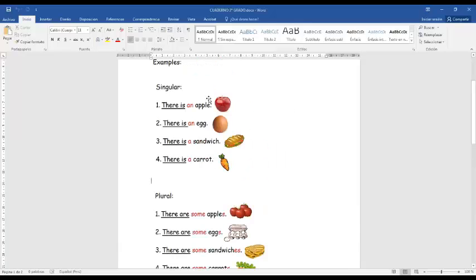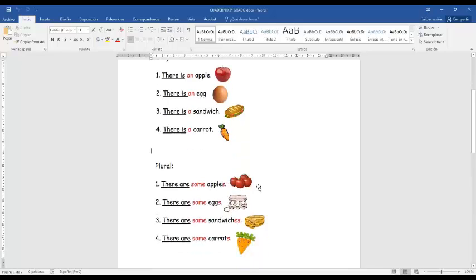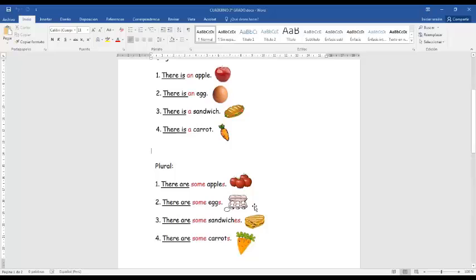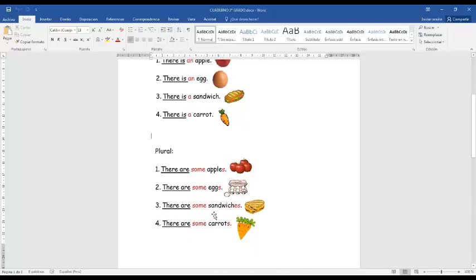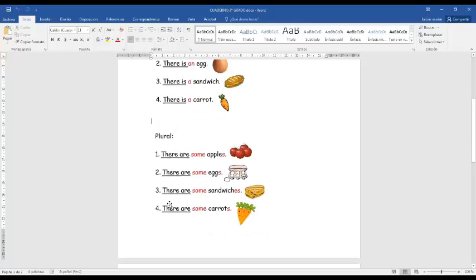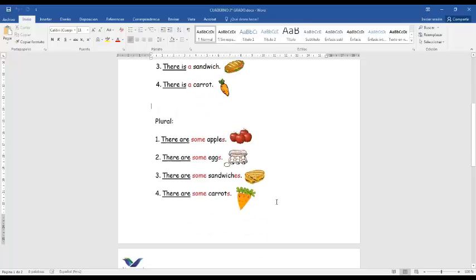Singular, there is an apple. Plural, there are some apples. Okay? Singular, there is an egg. Plural, there are some eggs. Singular, there is a sandwich. Plural, there are some sandwiches. Singular, there is a carrot. Plural, there are some carrots.